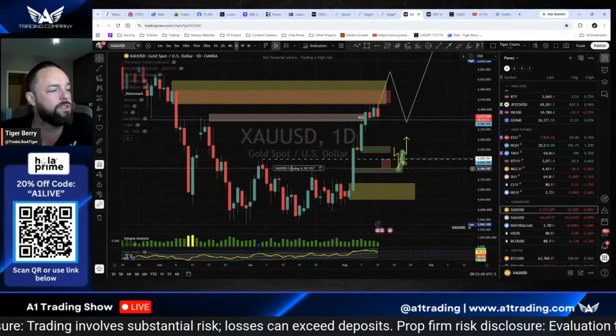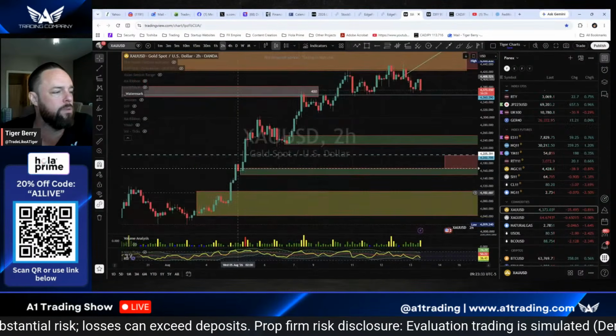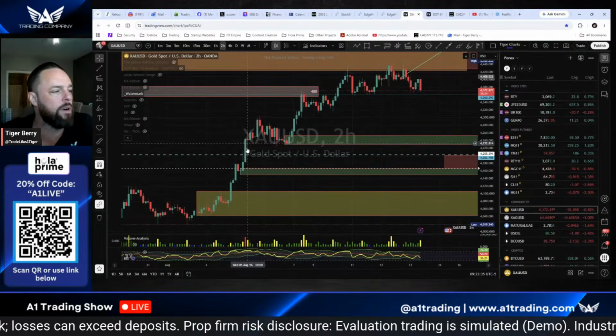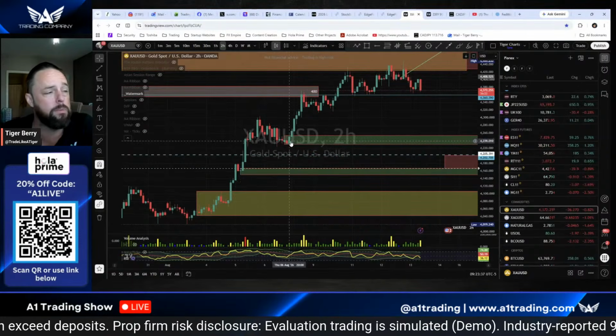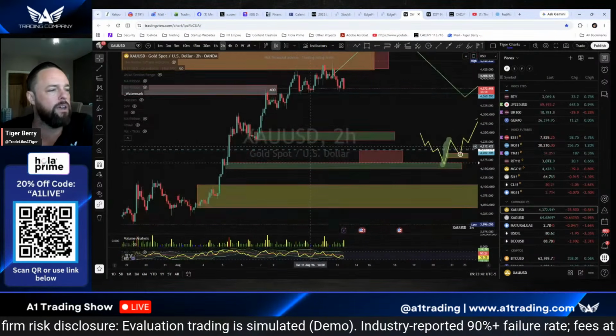So I'm still waiting on that 4167 level, that 2-hour demand zone all the way down here, that had the better look on volume than this one up here. Remember, this had the weaker volume, and I just didn't care for it. So yeah, nothing's really changed.